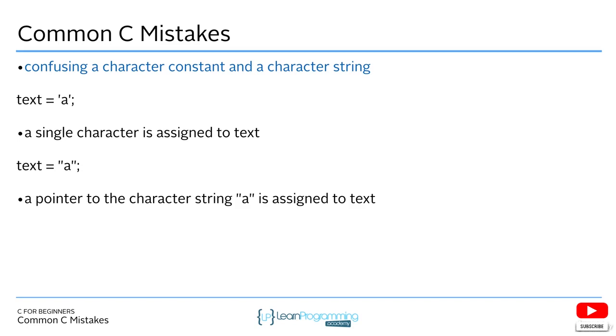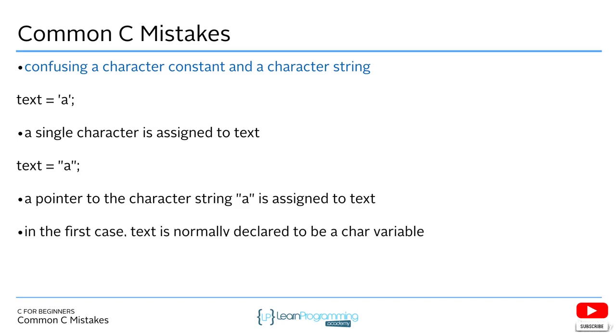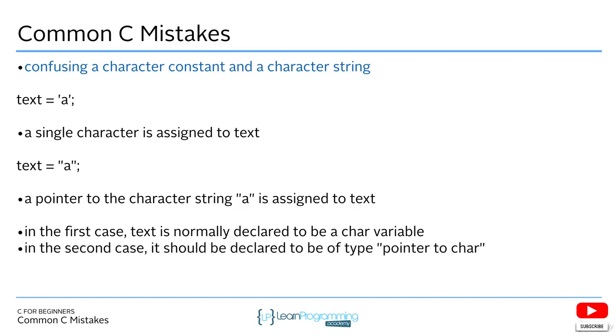Using an 'a' inside of single quotes versus a character inside double quotes, completely different. Character versus string. In the first case, text is normally declared to be a char variable, and in the second case, it should be declared to be type pointer to a char. And if you want to assign a value to that pointer, other than the pointer itself, you'd have to dereference it. This is actually incorrect because if it's a pointer, instead of assigning an address, you're assigning it a string, so that doesn't make sense.